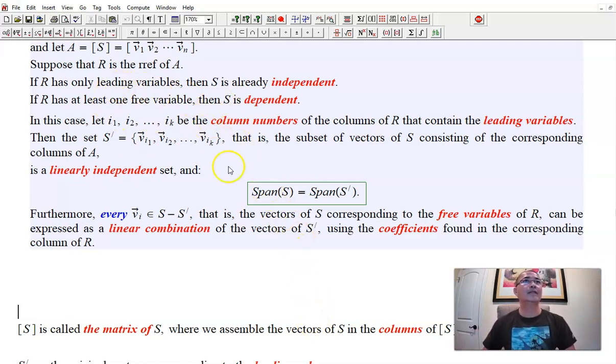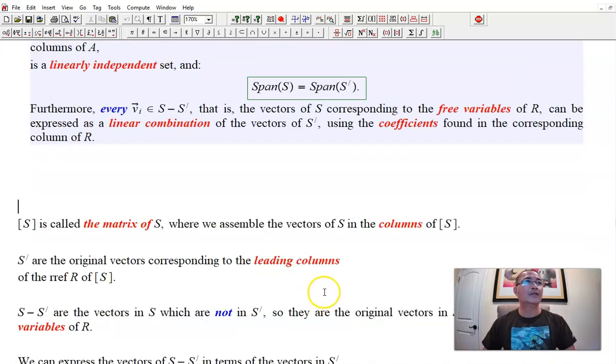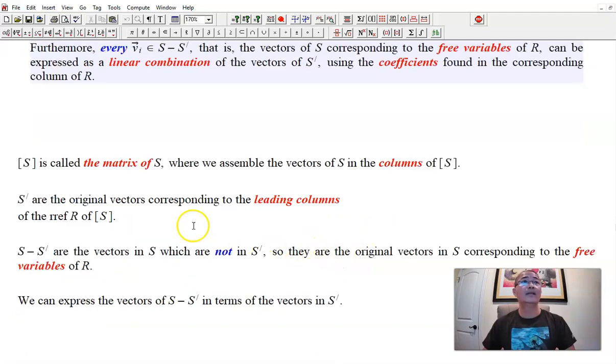So just some notes about what we see in this theorem, because there's a lot going on. So S, the matrix of S, this symbol, remember this is where we assemble the vectors of S into the columns of S. So that's why the matrix of S is a good name for this symbol. S prime are the original vectors corresponding to the leading columns of the rref R of S, and S minus S prime are the vectors in S which are not in S prime. So they are the original vectors in S corresponding to the free variables of the rref. And the minimizing theorem says we can express the vectors of S minus S prime in terms of the vectors in S prime. And it doesn't take a lot of effort to do.